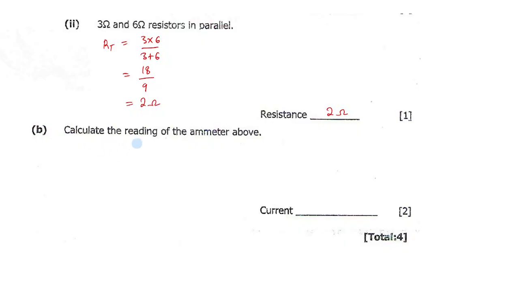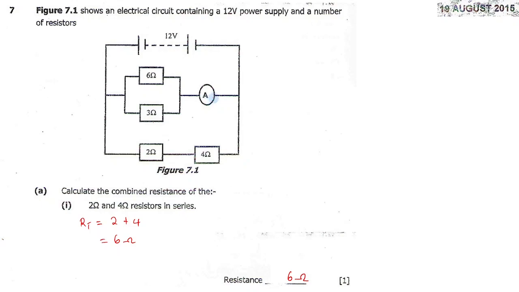Then here they're saying calculate the reading of the ammeter above. So the reading of the ammeter here, what will be the reading? The reading of the ammeter will show the current passing in this part here. What we are going to use is the total resistance and the voltage, because these are in parallel, so they are using the same voltage. The voltage will be the same here and here, but since we are asked to find the current that is going to be read by this ammeter, the current that is going to pass here is the one they are looking for.